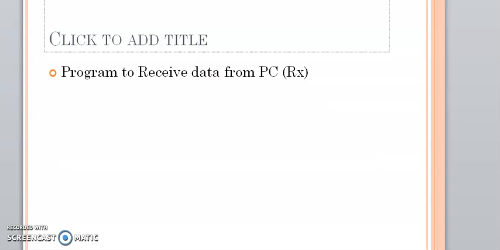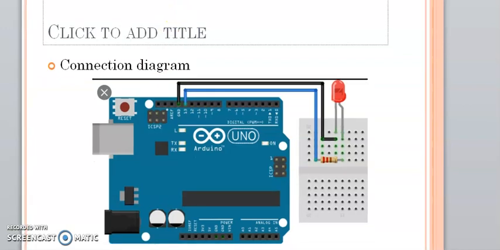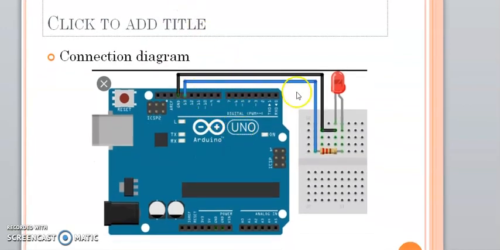To do this task, we will first understand the program. This is the connection diagram. Here, the LED is connected to pin number 13 of the Arduino Uno board via a resistor. The main function is to blink this LED depending upon the data received from the PC.